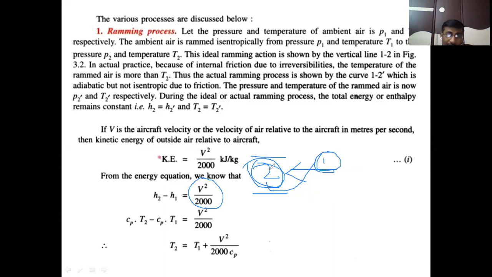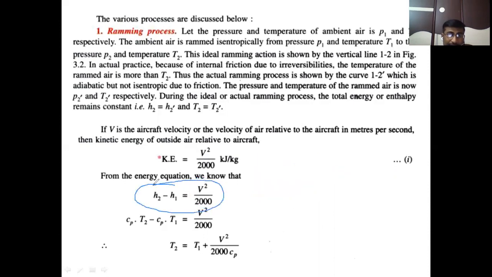Therefore, velocity is zero, and the kinetic energy is also zero. So the change in kinetic energy between these 2 points is V square by 2000 itself. So this is the steady state energy equation before and after entering into the aircraft. From this, we can write enthalpies in terms of temperatures: Cp into T2 minus Cp into T1. Therefore, T2 is equal to T1 plus V square by 2000 Cp. This is the formula to calculate the temperature after compression in the diffuser.